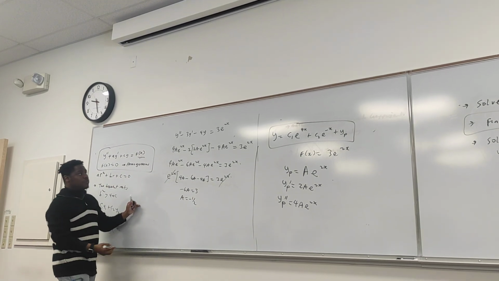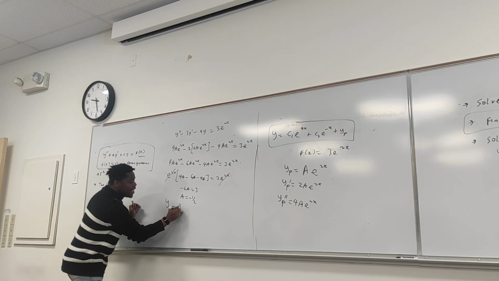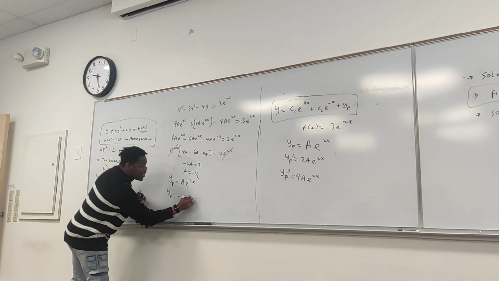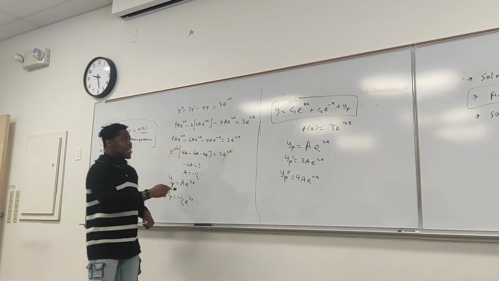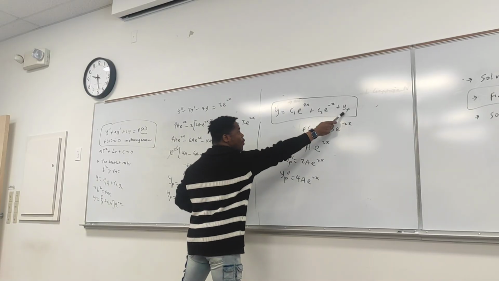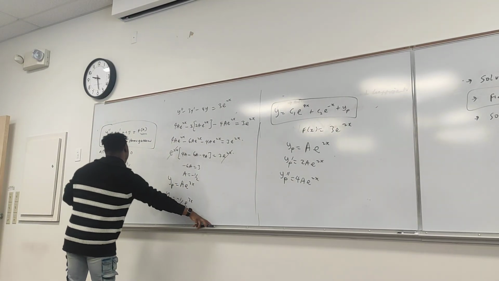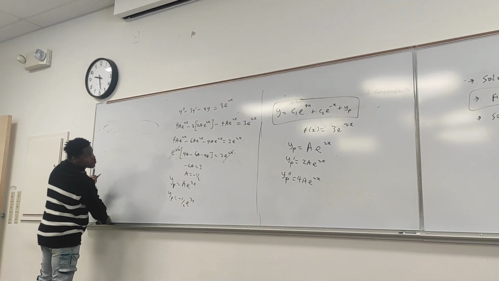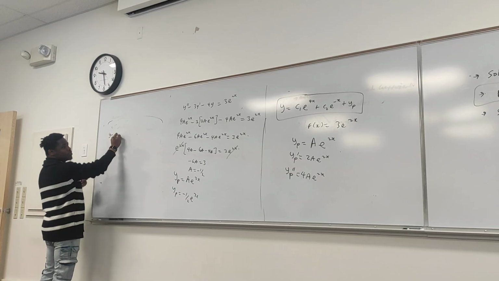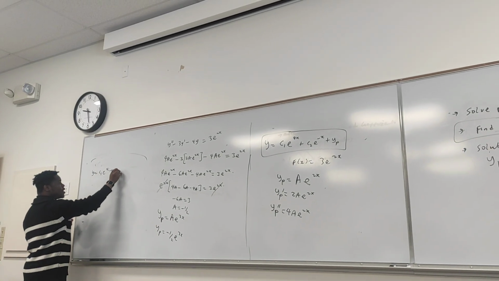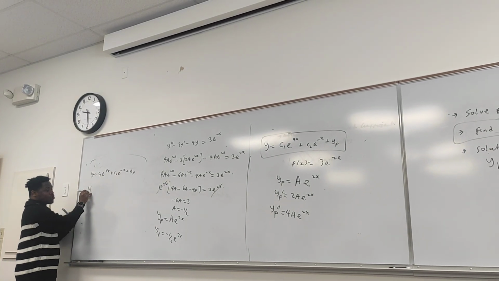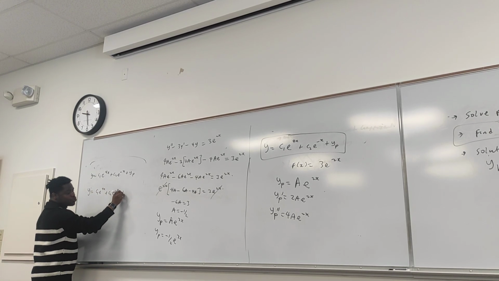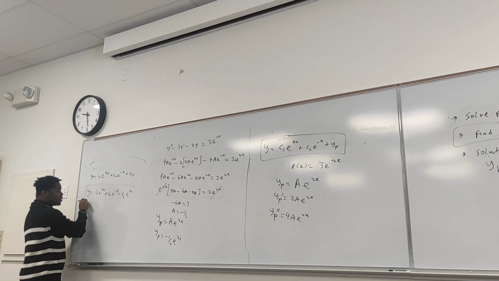If a is minus 1 over 2, our yp is a exponential 2x, that would be minus 1 over 2 exponential 2x. So our solution is this guy. We'll just put our yp there. So our general solution, y is c1 exponential 4x plus c2 exponential minus x plus yp. So our solution becomes c1 exponential 4x plus c2 exponential minus x minus 1 over 2 exponential 2x. So this is our solution.